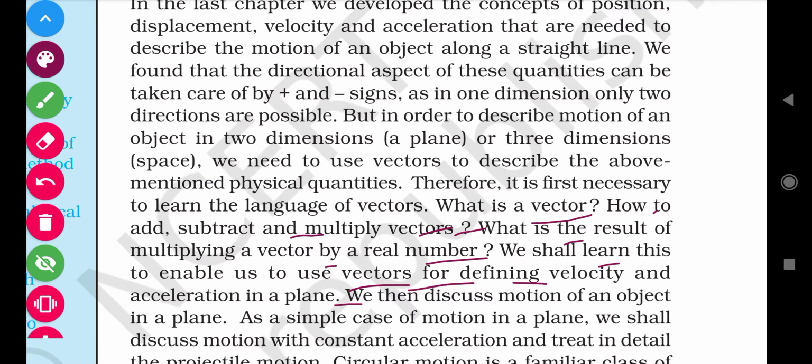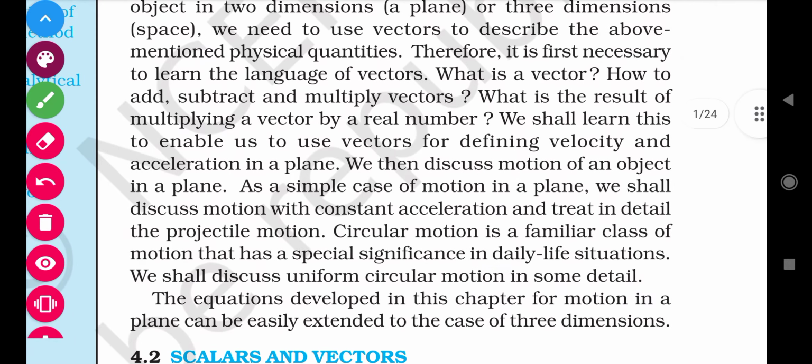So all these questions we will understand: what a vector is, and how do we multiply? Can we multiply vectors by simply adding them? We will see. There are certain rules that we need to follow to add, subtract or multiply vectors, and when we multiply a vector by a real number, what is the result? All these questions will help us to define velocity and acceleration in a plane. We'll see how in the further paragraphs.